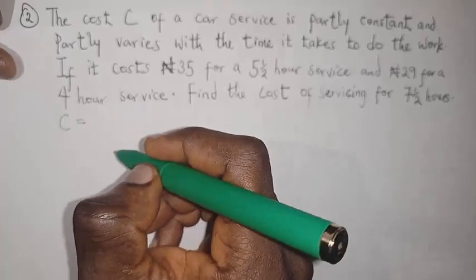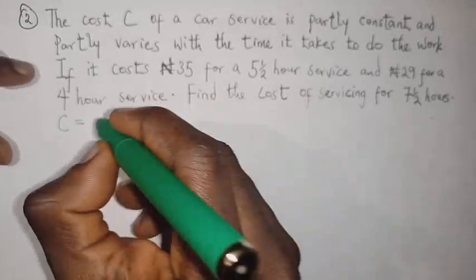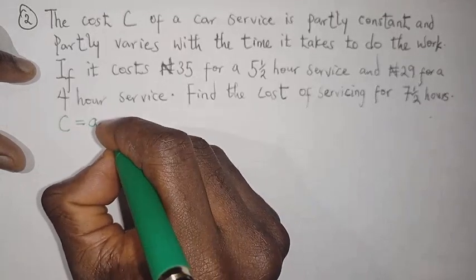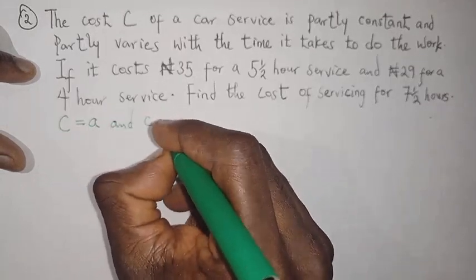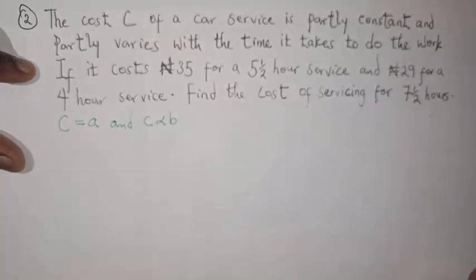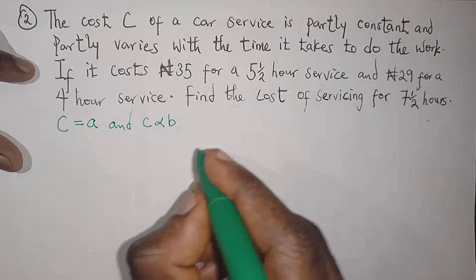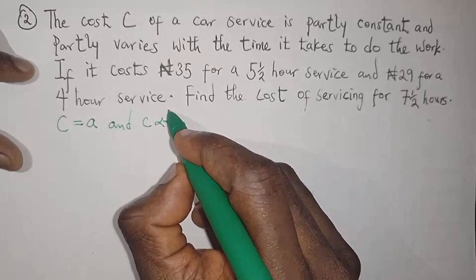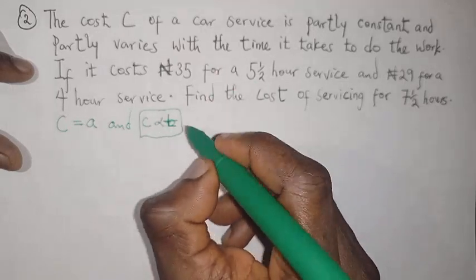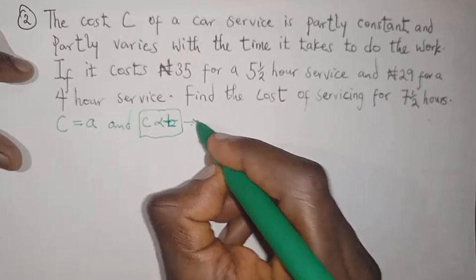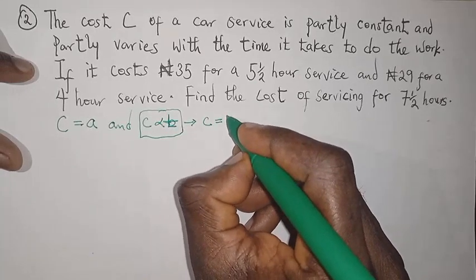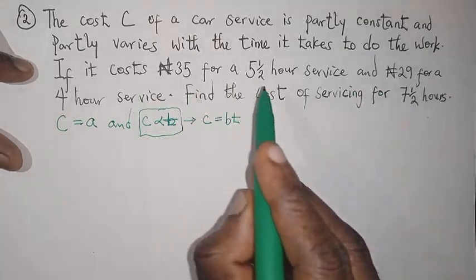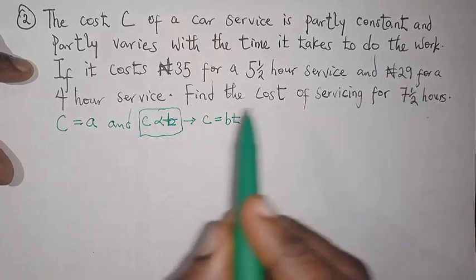So this time I'm going to use A and B as my constants. Since C is partly constant, I'm going to say C equals A, and partly varies, so C varies as T. Now remember this particular statement, I can take off the proportionality sign and introduce a constant of proportionality. So that's where my B comes in, the second constant I was talking about.